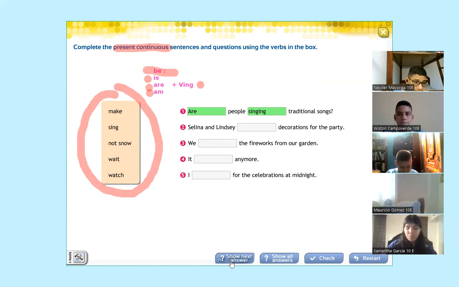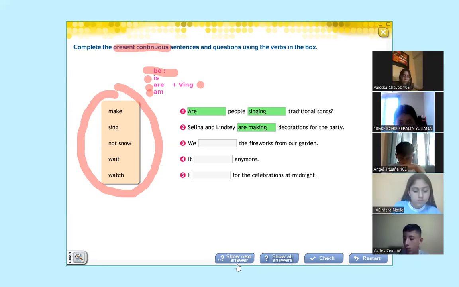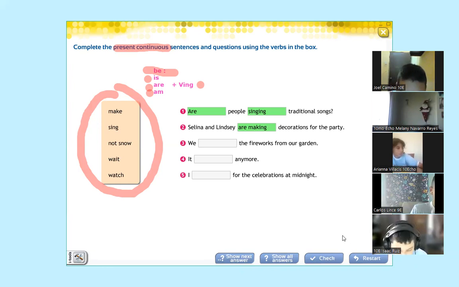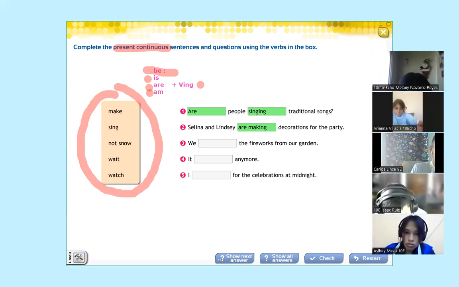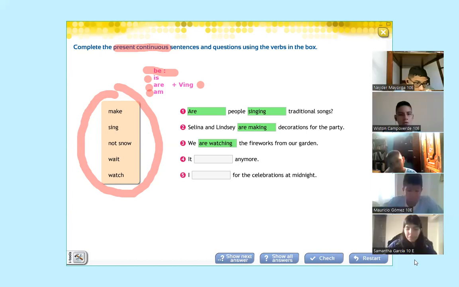Continue with number 2. Selena and Lindsay are making decorations for the party. Very good. Continue, number 3. We are watching the fireworks from our garden. Very good. Continue, number 4. It isn't snowing anymore.